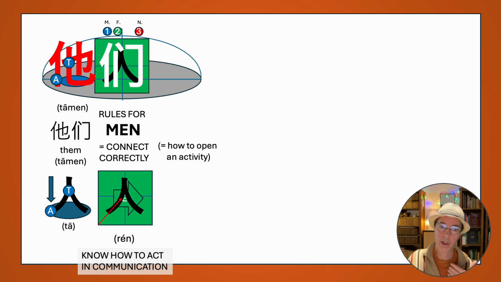Gen is the way how to act as a person. So you insert it, we insert it. Compared to the sounds that are used here, you act accordingly to what is happening in the word you here. You know how to act in communication correctly, how to open an activity in a way.